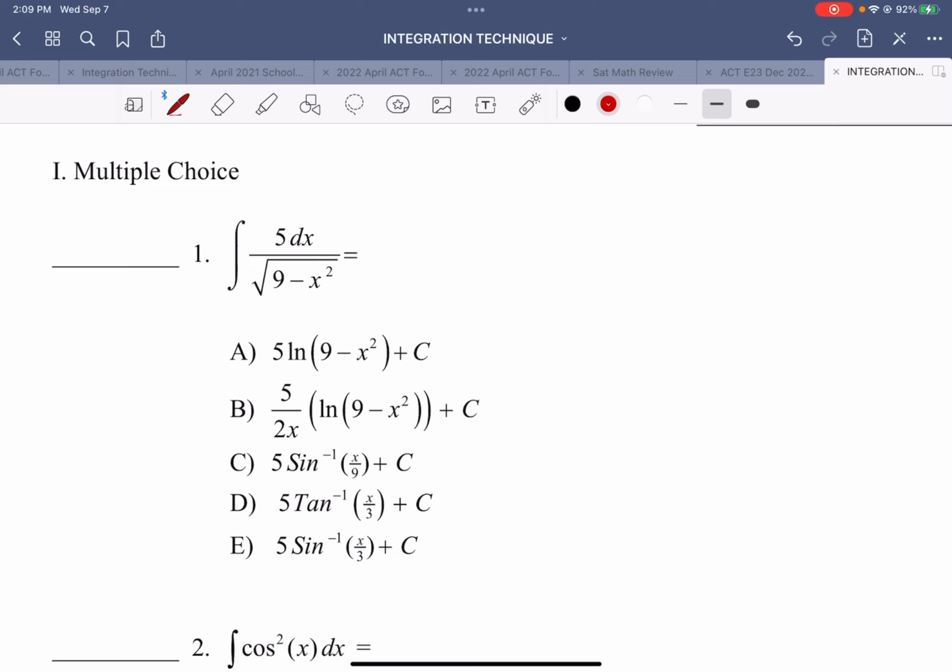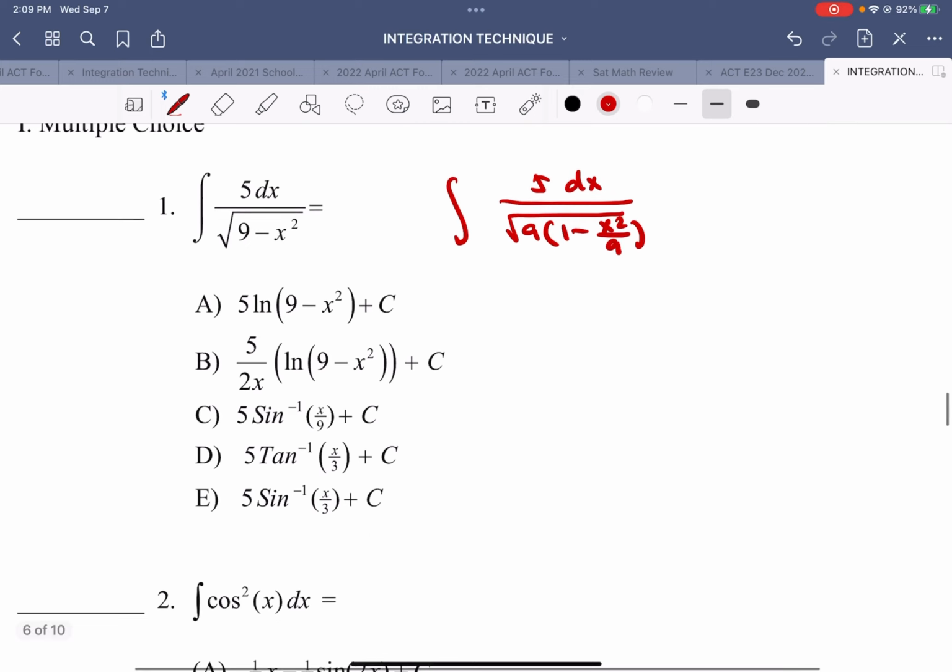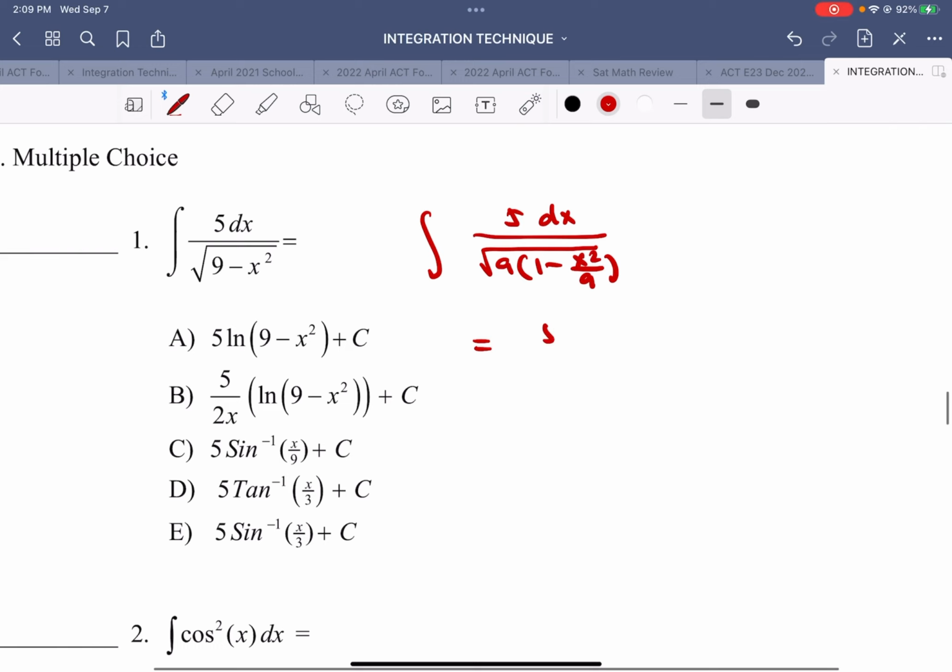So I see that that's an inverse sine, right? But before you do that, I need to change the form. So 5 dx. You can factor out 9 like this. Now, root 9 is a 3. So 5 over 3 dx over the square root of 1 minus x over 3 squared.